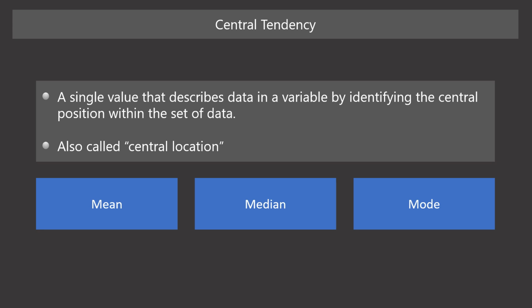Central tendency is a single value that describes data in a variable by identifying the central position within the set of data. Central tendency is also called central location. Mean, also called average, is the most popular measure of central tendency. Median and mode are also measures of central tendency.